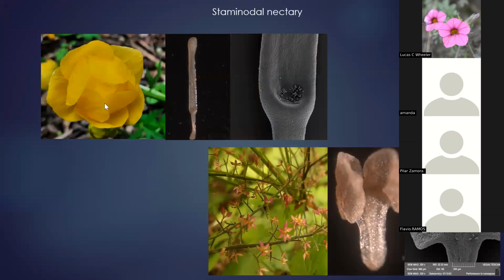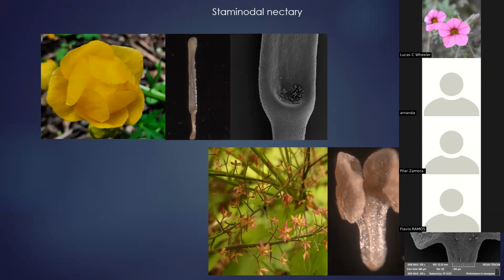Now this is a Trollius flower again, and inside this flower is a whorl of stamens and staminodes. Here, when you see the structure, it is a staminode of this flower. And at the base of the staminode, there is a secretory space here. So this is a staminodal form of nectary. The other staminodal form of nectary I've seen here is in the Xanthorhiza species, where this is a staminode in the flower.